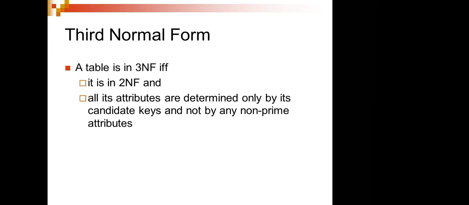The second one: all the attributes are determined only by the candidate key and not by any non-prime attributes. So here it says that it should depend on the candidate keys. I told you what the candidate keys are. It should not depend on any other attribute. It should depend on the candidate key. So how will we solve this one?